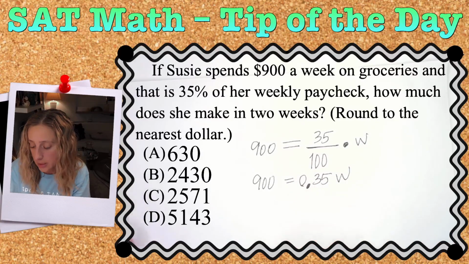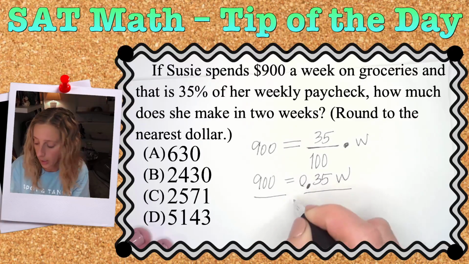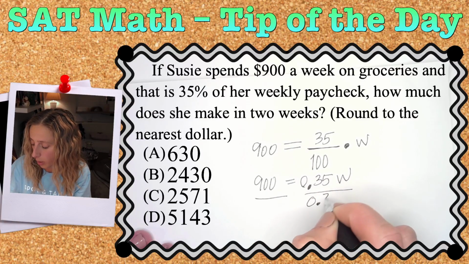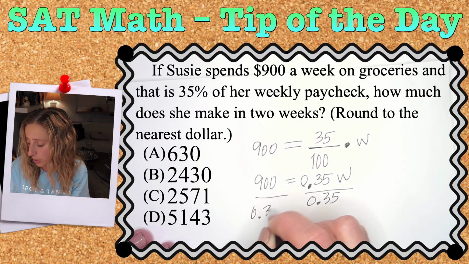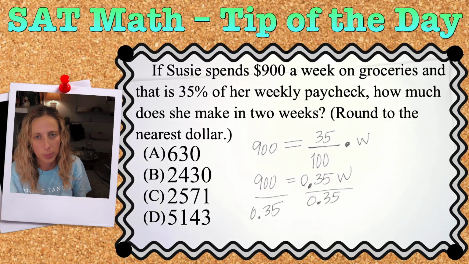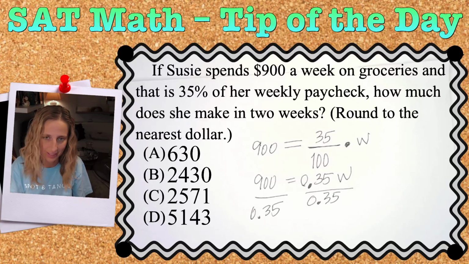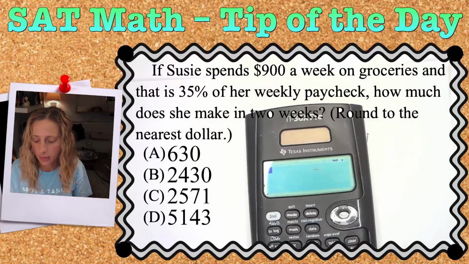And now we still need to get W alone. So we're going to divide each side by 0.35 to get the W alone because, of course, classic, they're attached with multiplication. So this would probably be a question on a multiple choice section. Could you do something like this by hand? You could, but I wouldn't think that they would give you something like this. So here we have a calculator.